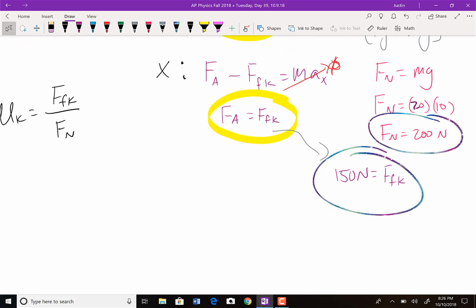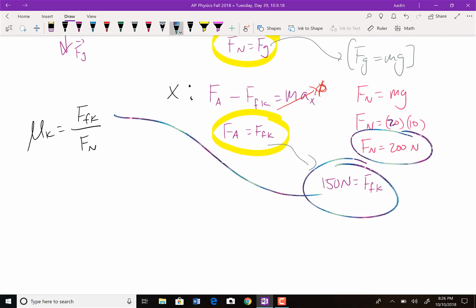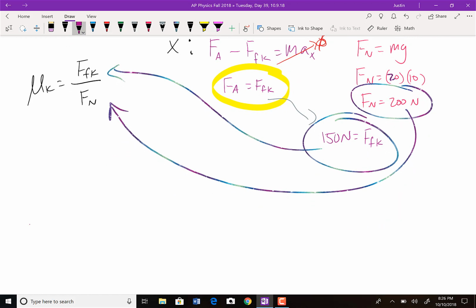The friction force I'm going to plug in there, and the normal force I'm going to plug in there. That'll give me that mu k is the friction force, which I found out was, I'm sorry, 150 newtons, divided by the normal force, which is 200 newtons. And I will get a coefficient of kinetic friction of about 0.75. Again, it's a unitless quantity, but there you go.